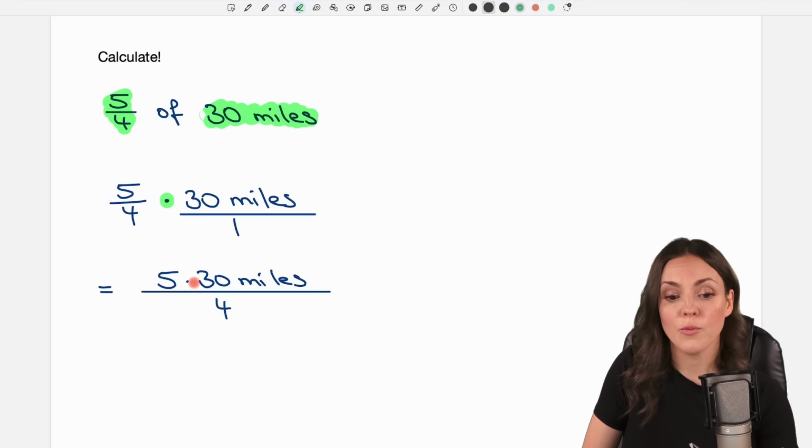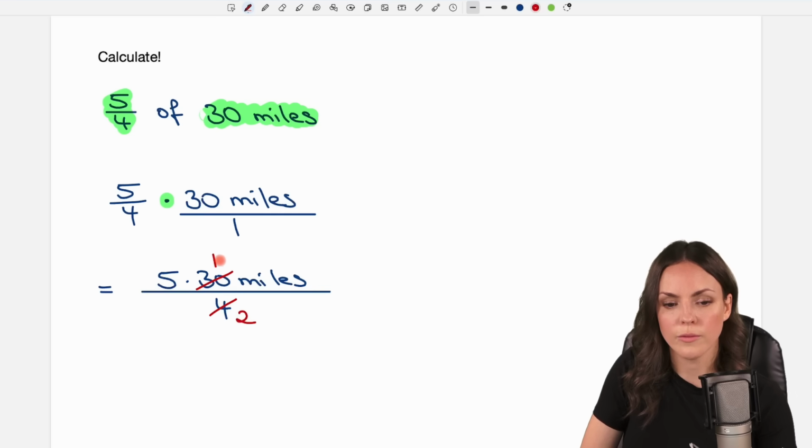Now again, before multiplying here, always check whether you can reduce your fraction. And here, the 30 and the 4 are both divisible by 2. 4/2 equals 2. 30/2 equals 15. That's all we can do here. So now we have to calculate or multiply here. So 5 times 15. Usually we're not allowed to use a calculator here.